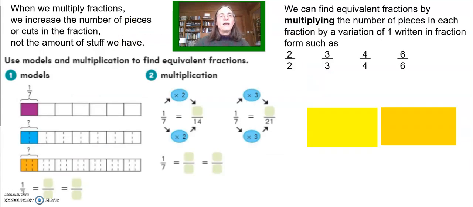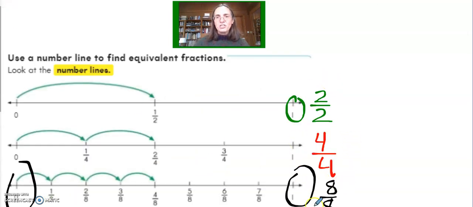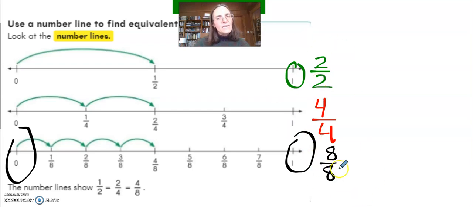Now, when we multiply fractions, we increase the number of pieces or cuts in the amount, never the amount of stuff we have. And we can find equivalent fractions using multiplication. What we'll be doing is multiplying the number of pieces in each fraction by a variation of 1 written in fraction form. And you saw this on this page right here. I just showed that to you, that 1 is equal to any fraction as long as the numerator is equal to the denominator. So this is 1, and this is 1, and this is 1, expressed as a fraction.